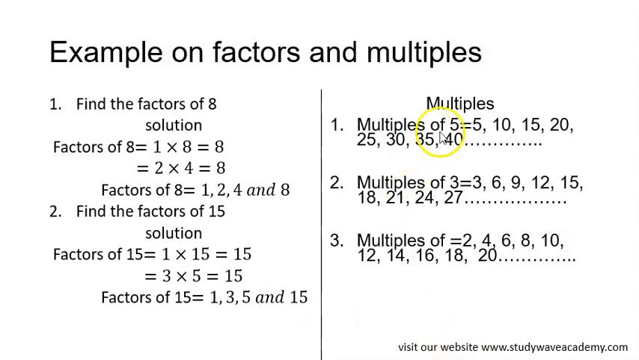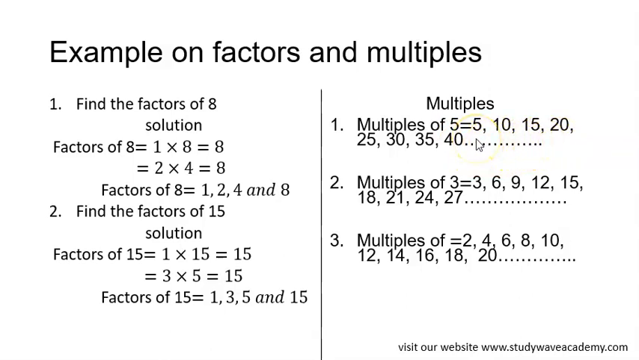So to find the multiples of 5, you can multiply 5 by 1, which gives you 5. Multiply 5 by 2 is going to give you 10. Multiply 5 by 3 gives you 15. Multiply 5 by 4 gives you 20. 5 by 5 gives you 25. 5 by 6 gives you 30. 5 by 7 gives you 35. 5 by 8 gives you 40. It keeps on going on and on.